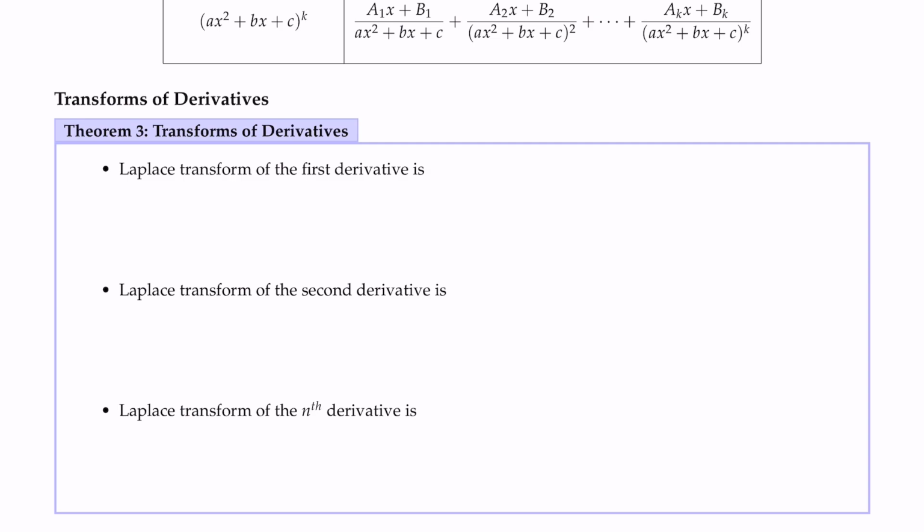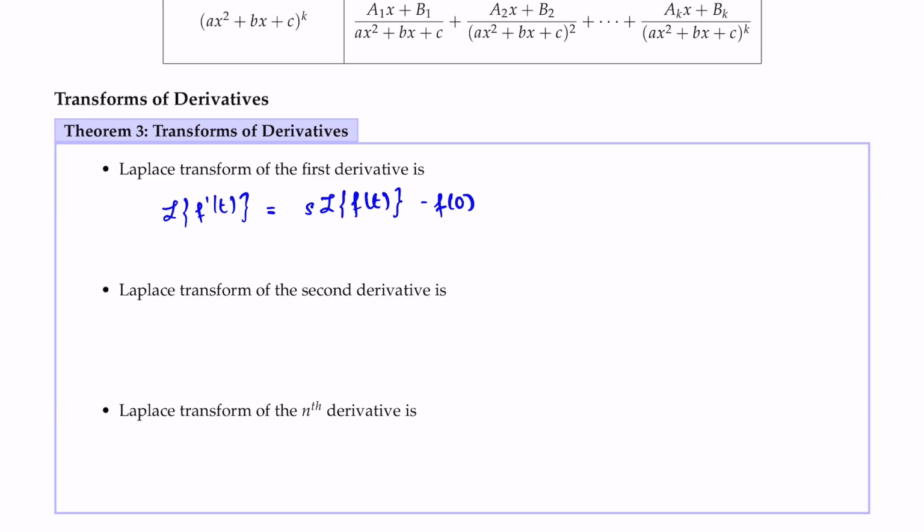I'm not going to prove that. I'm not going to show you the details. I'm just going to give you the formula so that you get the answer. So the Laplace transform of the first derivative, f prime of t, is going to be s times the Laplace transform of f of t minus f of 0. So f of 0 can be thought of as the initial condition, or the evaluation of the function at time t equals 0.